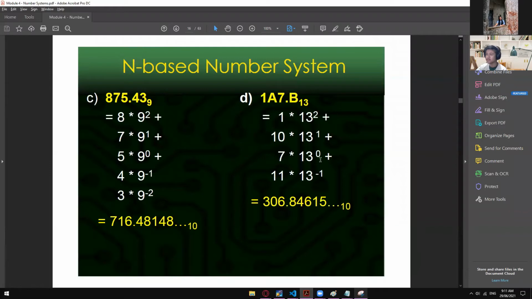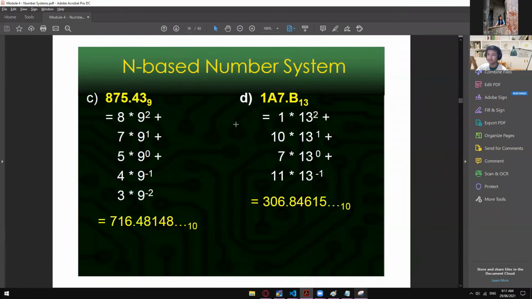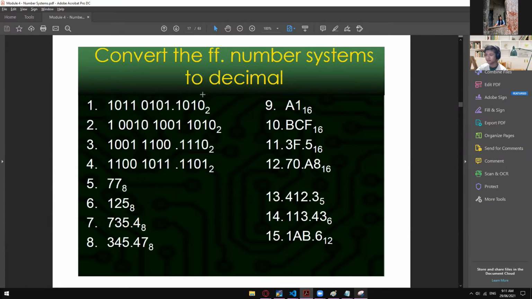But that's pretty much it when it comes to converting n base numbers to decimal. So you can do anything, okay, as long as you know the process. It doesn't matter what base that is. So let's now move on to the very default numbers to decimals.